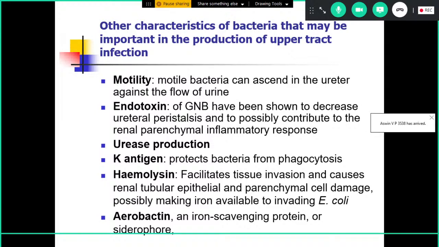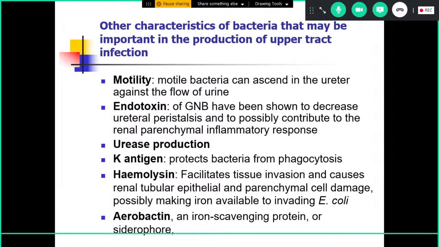So when we talk of urease production, we are looking at production of ammonia. Ammonia itself will inactivate complement and affect the immunity. The other side is that ammonia causes alkalinity. So what happens when the environment is alkaline? There is precipitation of stones. So these kinds of infections can be very difficult.